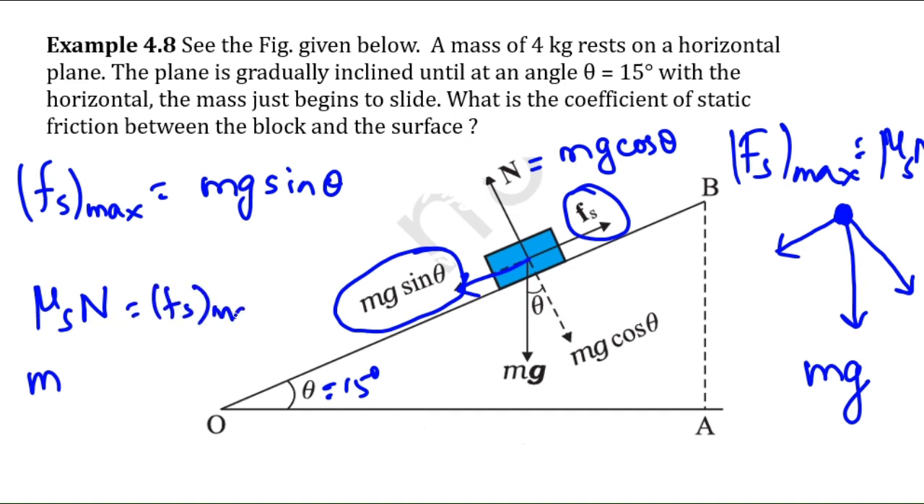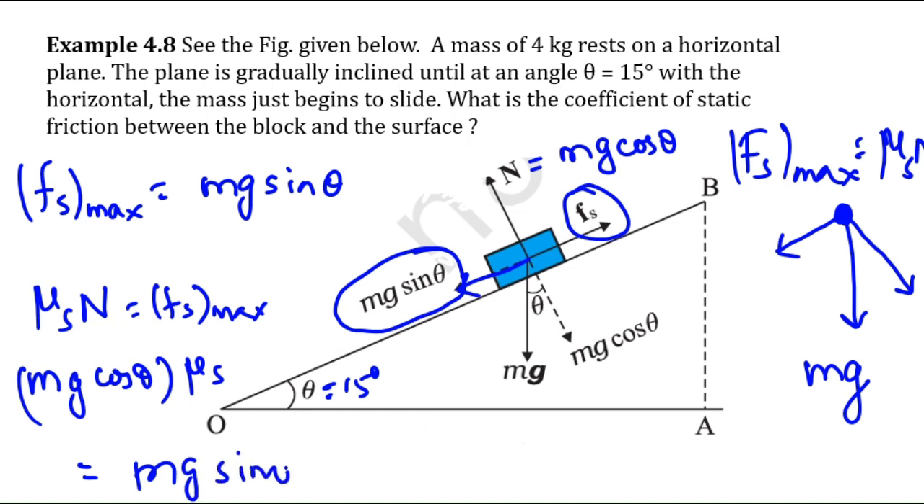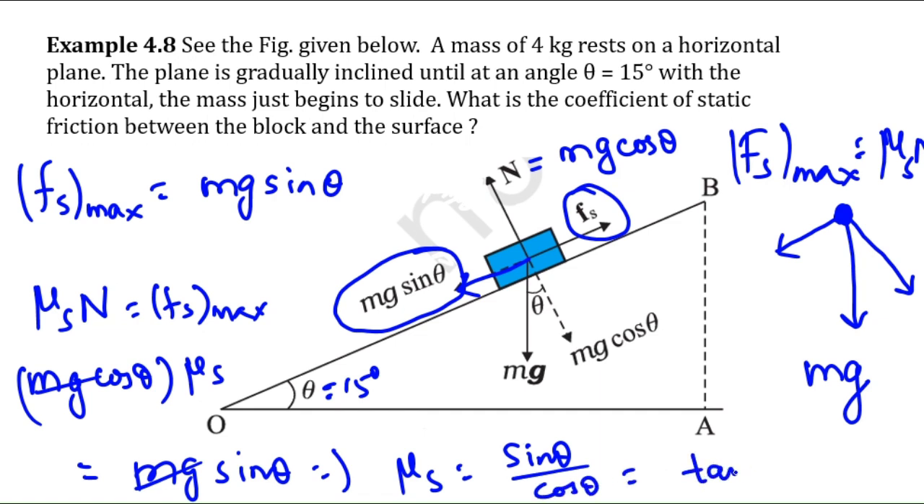This is nothing but Fs max: mu s times mg cos theta, which is Fs max, is equal to mg sin theta. So ultimately we have mu s equals sin theta by cos theta, which equals tan theta. Then we can find out the value of tan 15 degrees. As theta is 15 degrees from the question, that value of tan 15 degrees will be the coefficient of static friction between the block and the surface.